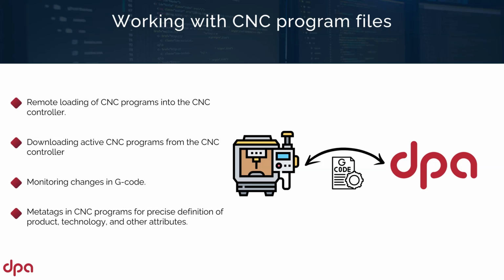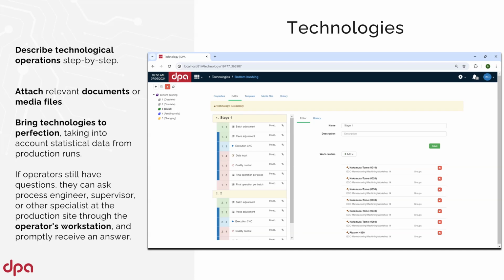Upload control programs centrally from the DPA server directly onto connected machines right into the controller's file system. Make control programs optimal by adjusting the G-code based on frame-by-frame analysis. Describe the technological operations that make up product manufacturing tasks step by step. At each stage, the operator will receive all necessary design and technological documentation, instructions, as well as control programs.